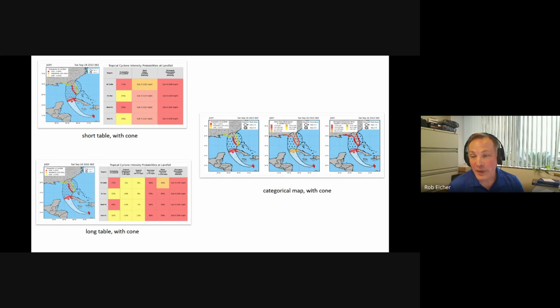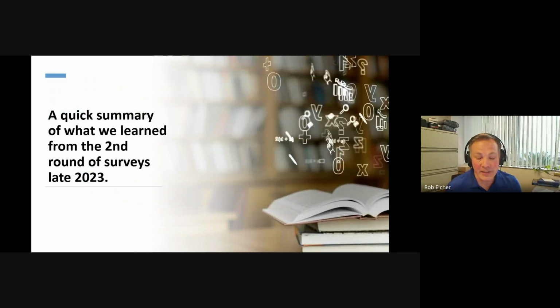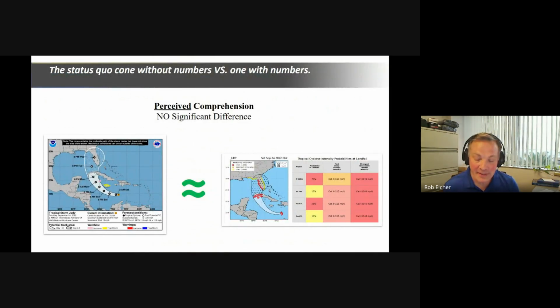Next slide, please. We also heard from our focus group members that maybe this graphic should or should not have the cone. Some thought, well, this is an intensity product, not a track product, so leave the track off entirely and just make it an intensity graphic. Others said no, you need the cone on there to provide context. So we made two different versions, one with and one without the cone, and we ran the tests again. Next slide, please. In this case, it was just over 600 Florida residents, and the survey was conducted in 2023.